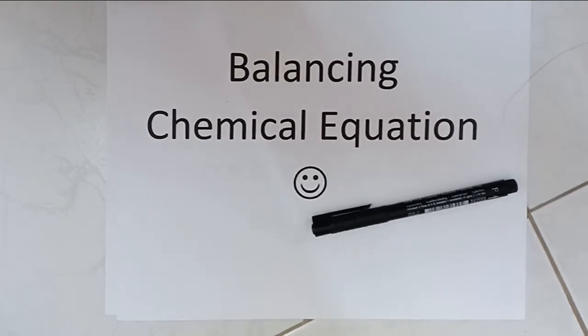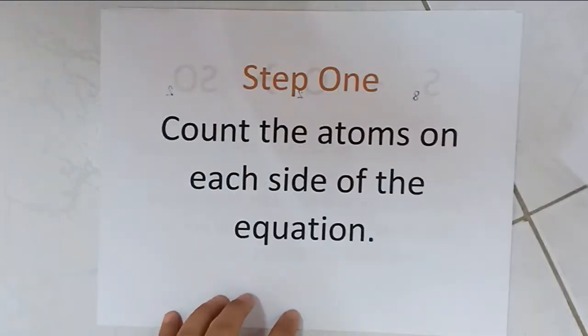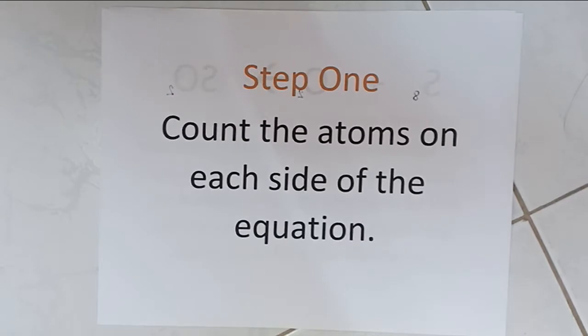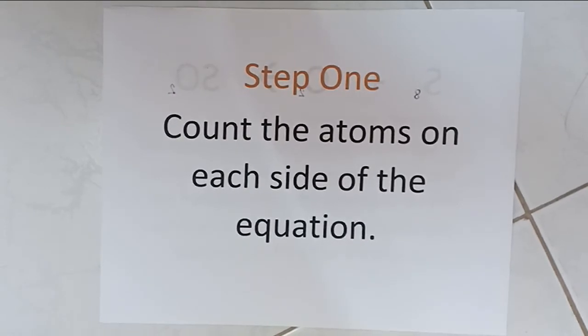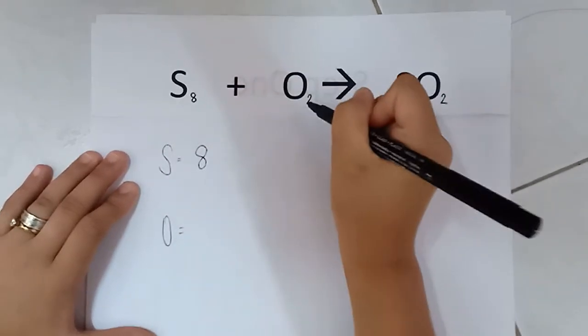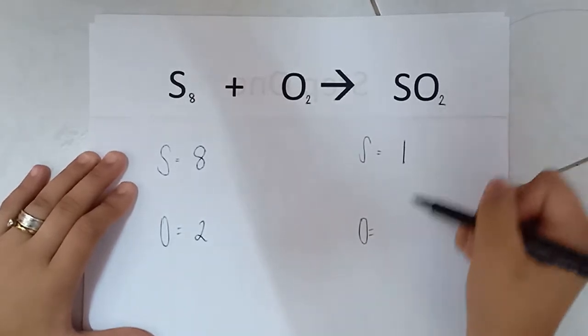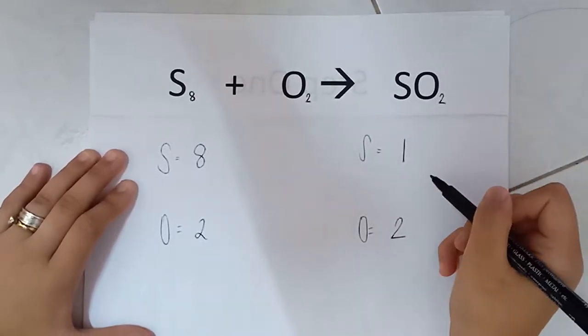Today, we're going to learn how to balance chemical equations in 5 easy steps. Step 1. Count the atoms on each side of the equation. So let's count the atoms on the reactant side. Sulfur 8, oxygen 2. Then on the product side, sulfur we have 1 and oxygen we have 2. Note that if there is nothing after the element, we assume it to be 1. And that's it. We're done in the first step.